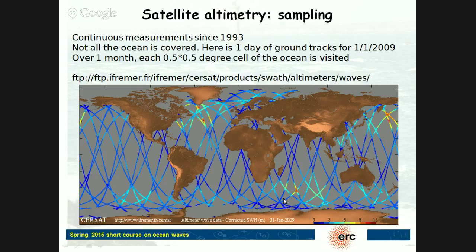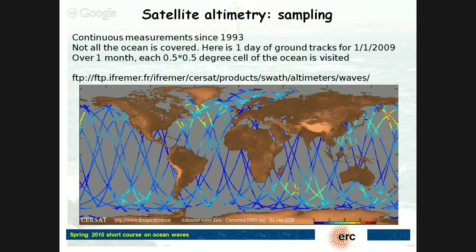And the colors here are the wave heights from a typical day. So it goes up to 12 meters here in red. Of course, wave height can be bigger, and the altimeter works pretty well with that. So when you see this, you see you have gaps, right? If you're not lucky and you have a big storm here, you're missing it.